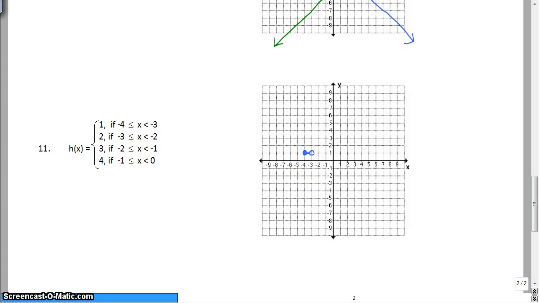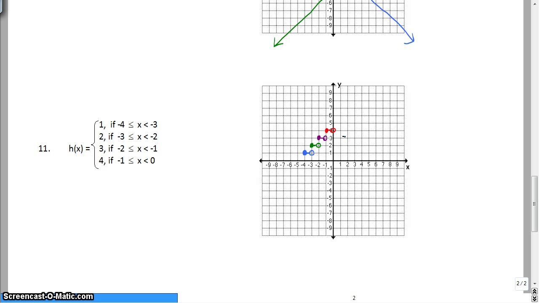It's a little step. Then we work our way up to level 2. We have a solid dot on -3 and an open dot on -2 because this goes from -3 to -2 at level 2 only. Then we're going to jump up to level 3, but only from -2 to -1. So we jump up to level 3 from -2 to -1, and we're done. And finally you finish at level 4 from -1 to 0. And you are finished with a step function.